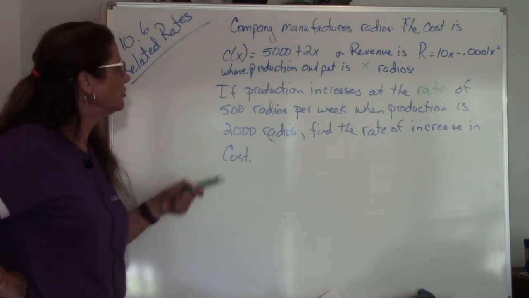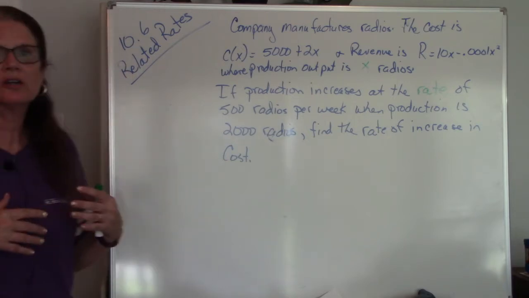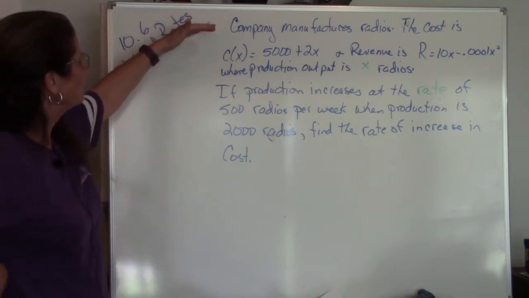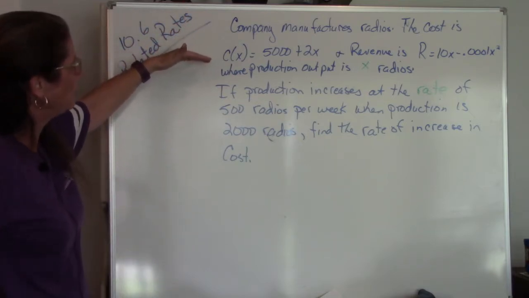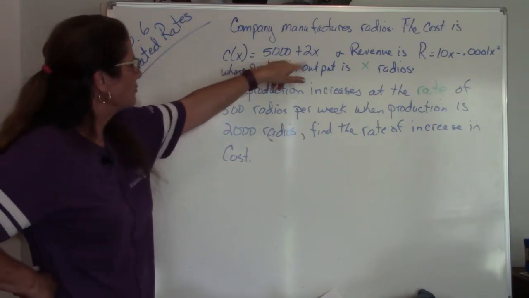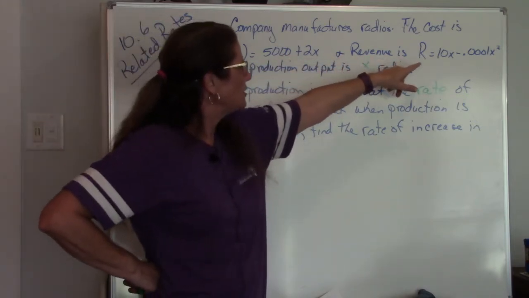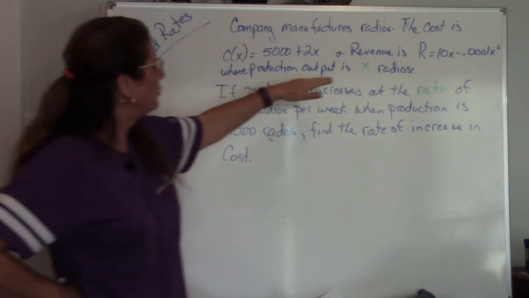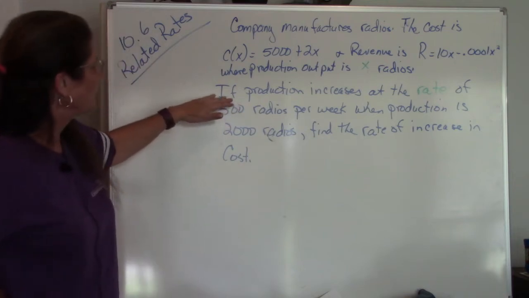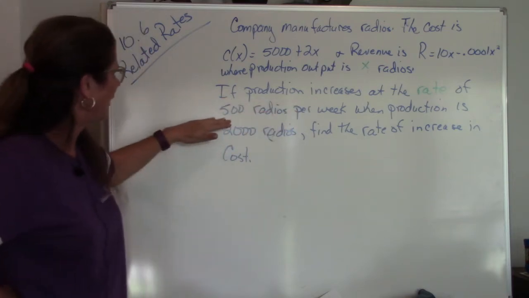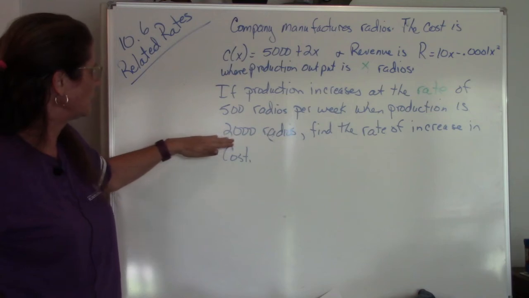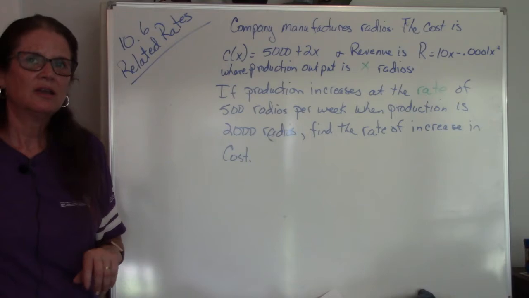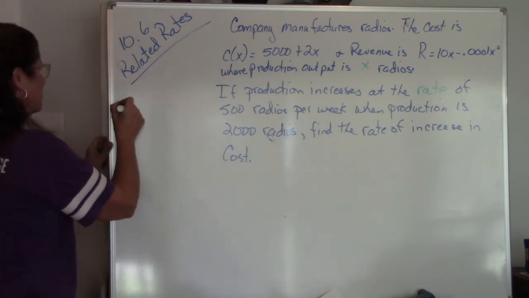So the first thing we want to do is look for the thing that we're looking for. So we read through it: a company manufactures radios, the cost is 5,000 plus 2x, and the revenue is 10x minus 0.0001x squared, where production output is x radios. If the production increases at the rate of 500 radios per week when production is 2,000 radios, find the rate of increase in cost.